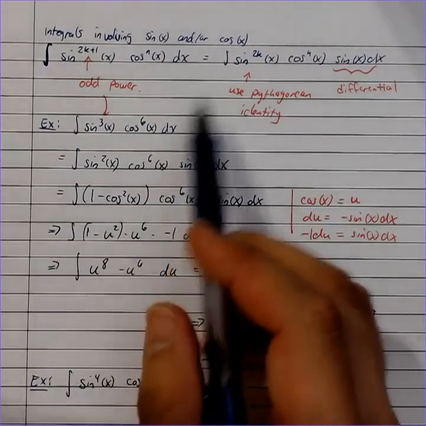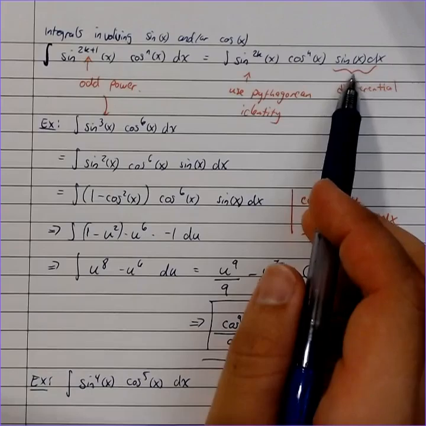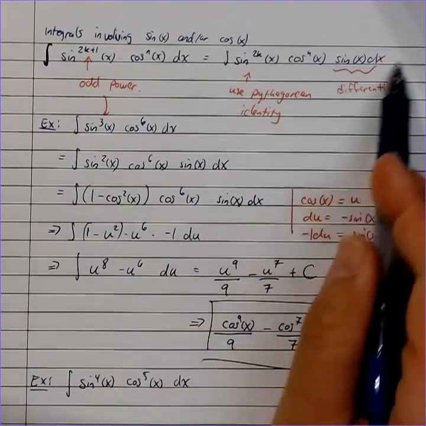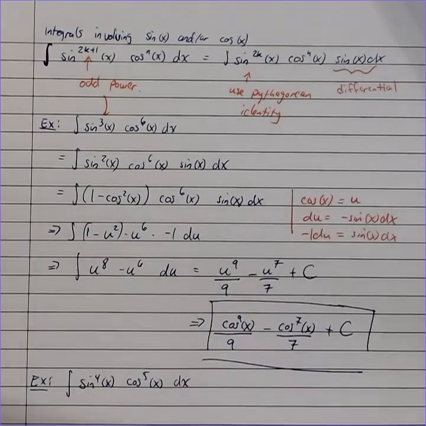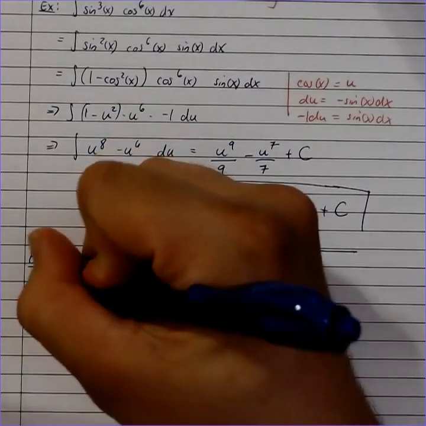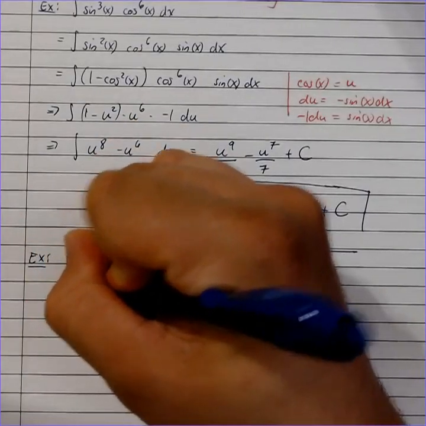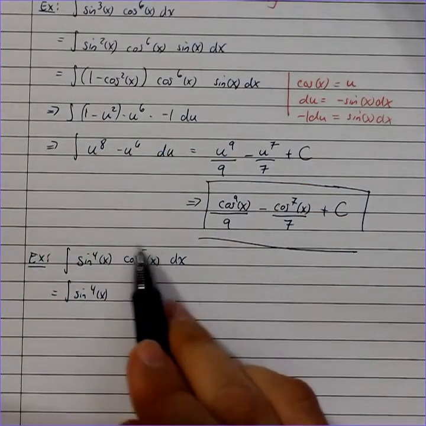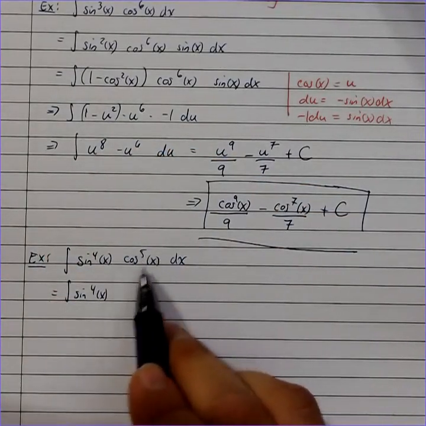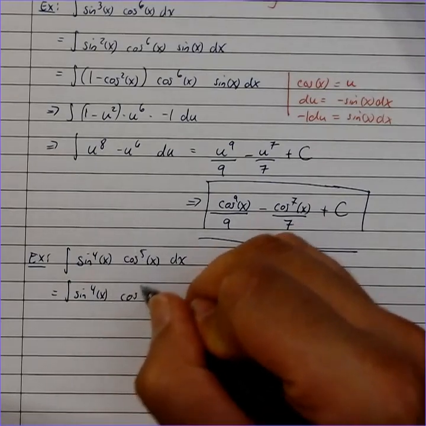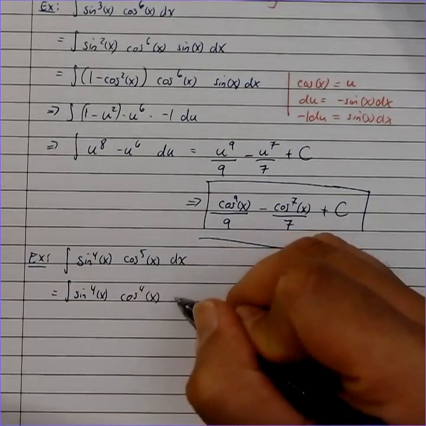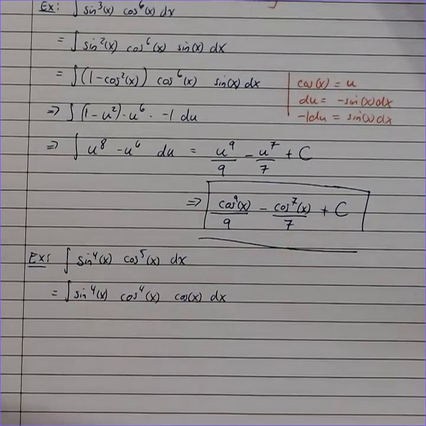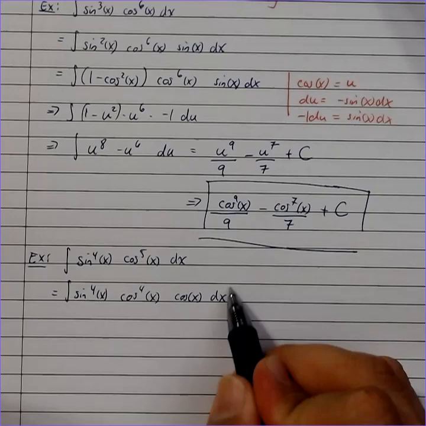Okay, same thing. Take the one that has the odd power, strip off a single one, and use that along with dx to form the differential for a substitution. So the way it looks in this case, we're going to take the integral of sine to the fourth of x. Okay, that one has the odd power, so we're going to strip off a single one. So we're going to write that as cosine to the fourth of x times the cosine of x dx. This right here will be your differential.